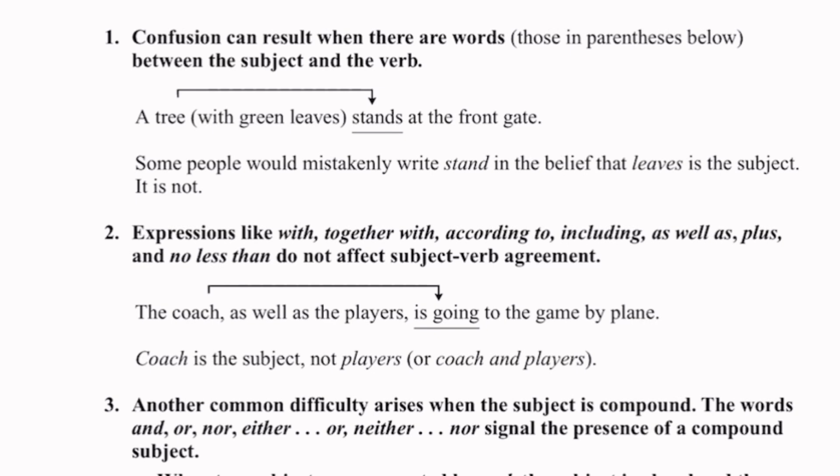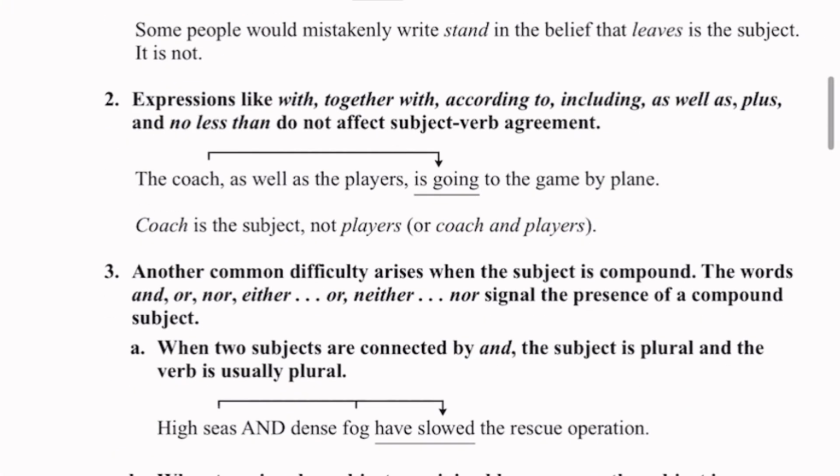A tree with green leaves. It doesn't matter. Our main subject here is a tree, and that's why it takes the verb stands. Some people would mistakenly write stand in the belief that leaves is the subject. It is not. With green leaves is just describing that word, that tree. I hope you understand that. Number 2.